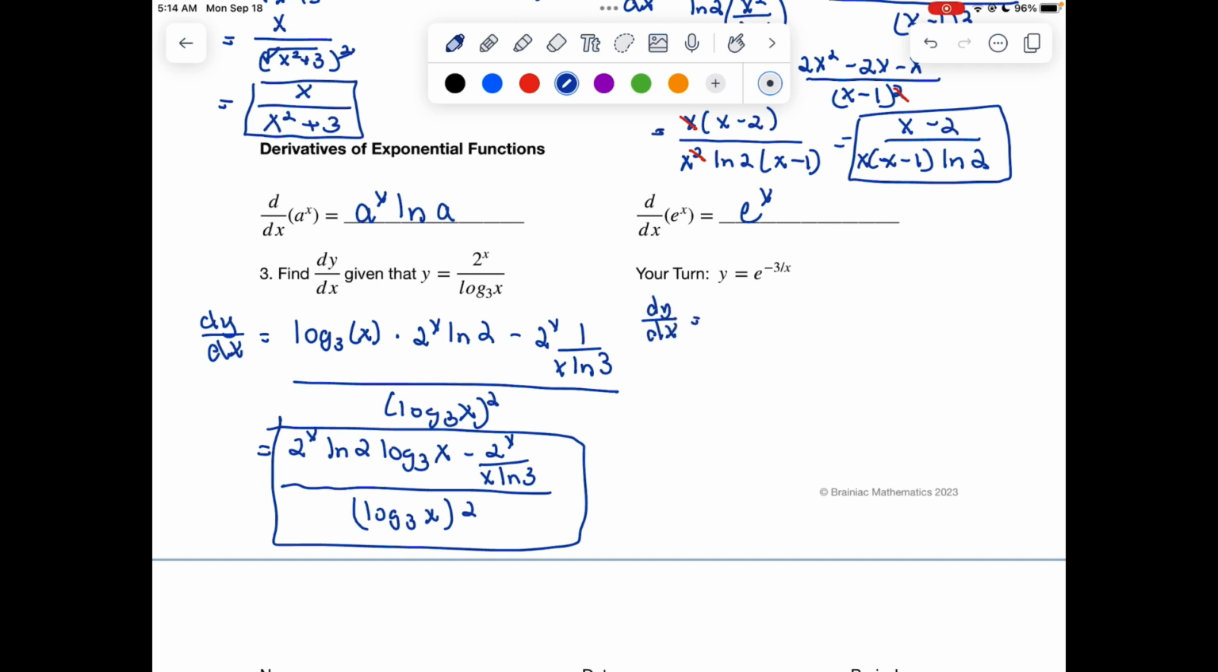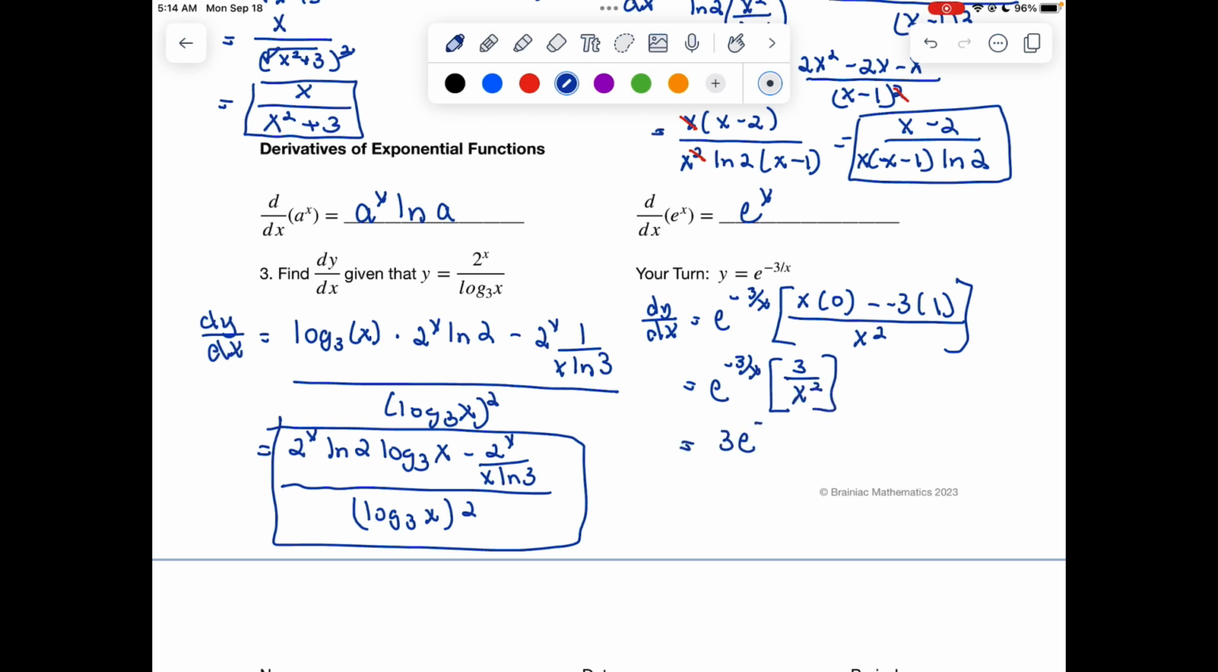Okay, so our inside function is negative 3 divided by x. We're going to start with the derivative of the outside function, so that's just going to be e to the negative 3 divided by x. Now, the inside function, we have to do the quotient rule, so low d high minus high d low over low squared. Simplifying that quotient rule, we're going to end up with just 3 over x squared. And so our final answer is going to be 3 times e to the negative 3 over x divided by x squared. And that's how you find the derivative of exponential and logarithm functions.